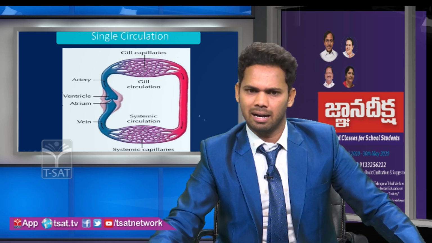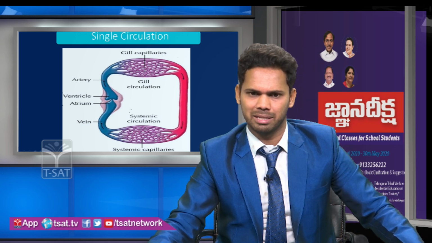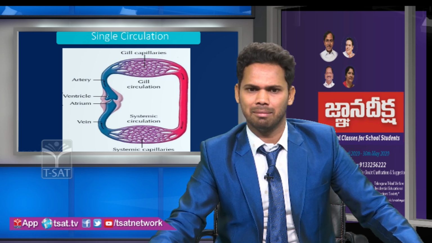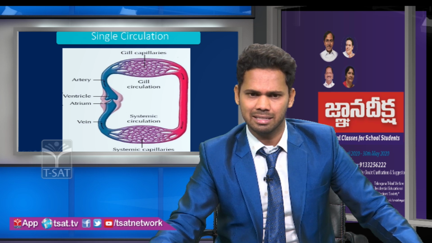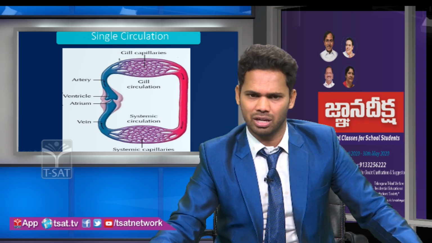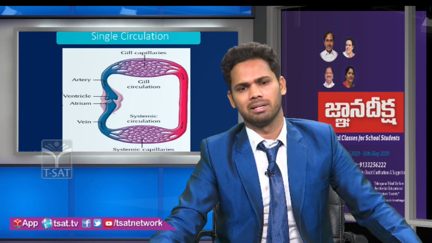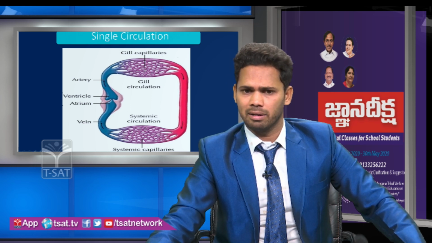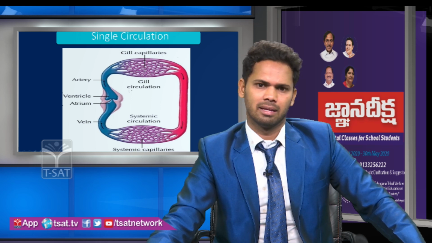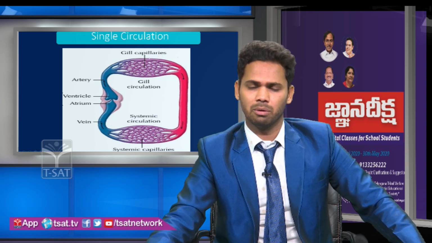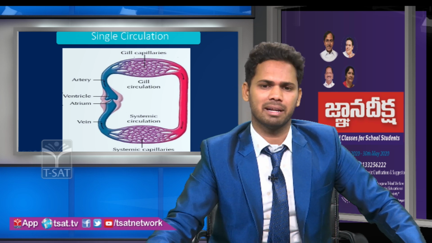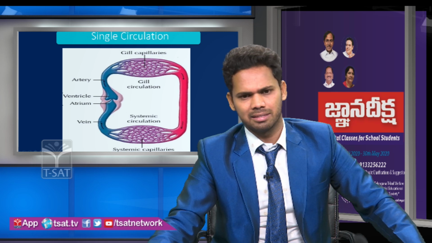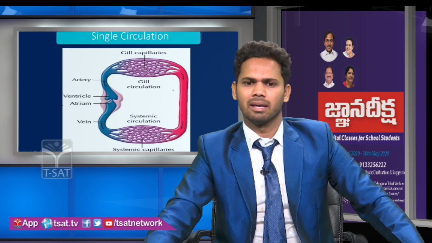You see, the heart is divided into 2 chambers in the fish. This is the upper chamber, this is the lower chamber. Sorry, this is the ventricle, this is the atrium, also called auricle. Blue color, as I already told, is deoxygenated. These are gills, gill capillaries. Gills are the respiratory organs of the fish. These are body parts of the fish. This is called systemic capillaries.